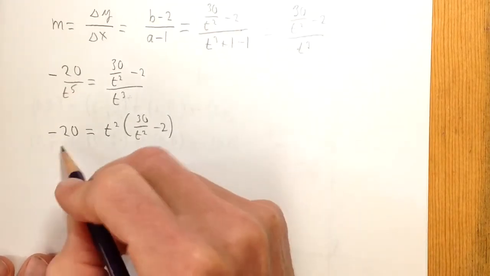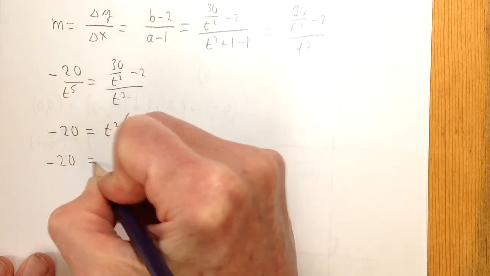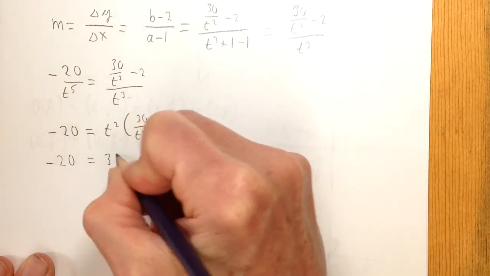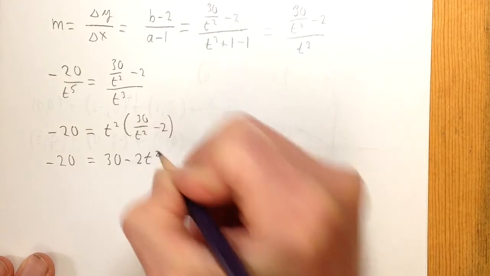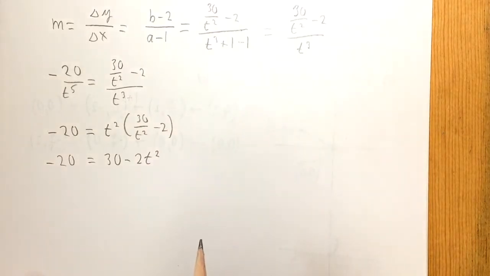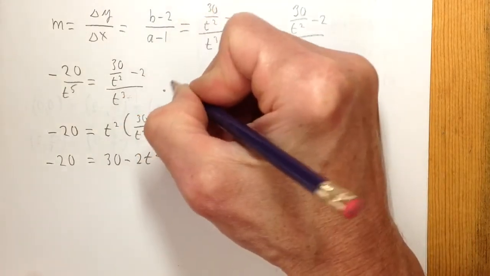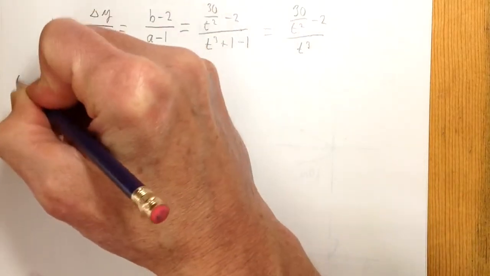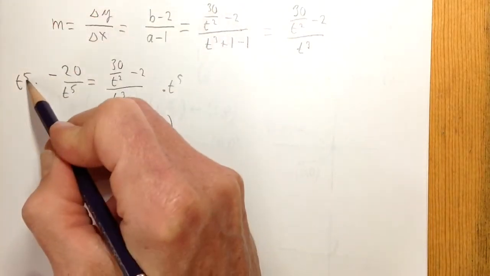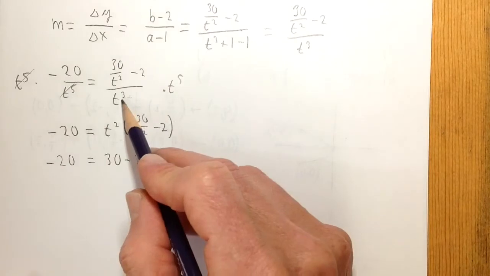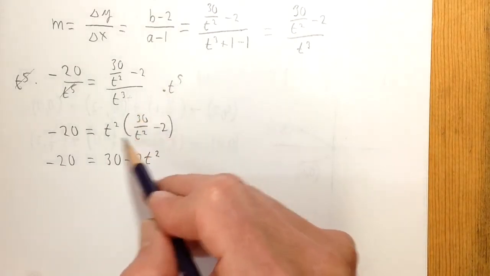Well, this is looking good. Negative 20 equals, t squareds cancel, 30 minus 2t squared. That's kind of nice. Again, that was times t to the 5th. In case you didn't catch that step, make sure I did it right. T to the 5ths cancel, here 3 of them cancel, we have t squared left. Yep, I did it right.